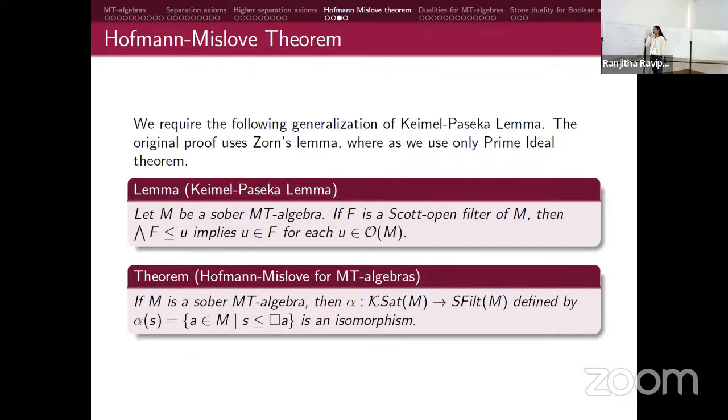Okay. Now, Hoffman-Mislove for empty algebra. So if you remember, I told you K-SAT stands for compact saturated elements, and S-FILT stands for Scott open filters. So if you have a sober empty algebra, the poset of compact saturated elements is isomorphic to Scott open filters. And to prove this isomorphism, I use the map alpha of S is the set of A in M such that S is below box A.